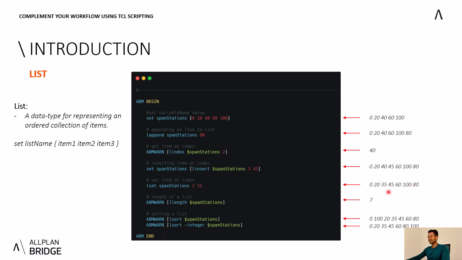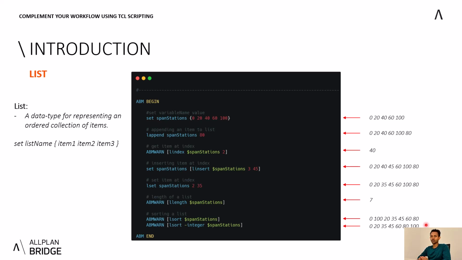But of course the list here is not ordered, so we can also order that by saying lsort. So the span stations, we have 0, 100, 20, 35, 45, 60, 80. As you can see, it's not ordered correctly. This is because it's ordered using a string. So if you want to order it using an integer, we say minus integer, basically order it using an integer. So it goes from 0 to 100, ordered correctly. So we can manipulate a list in different ways.